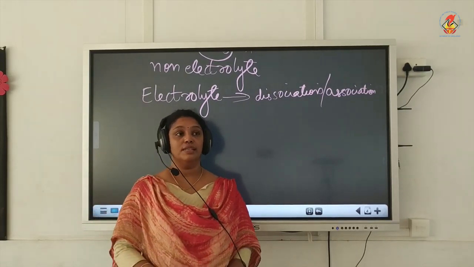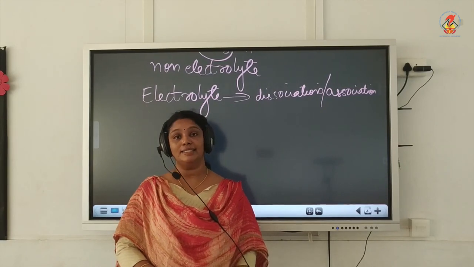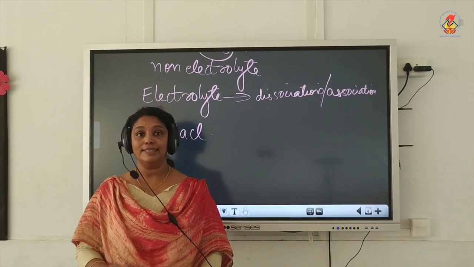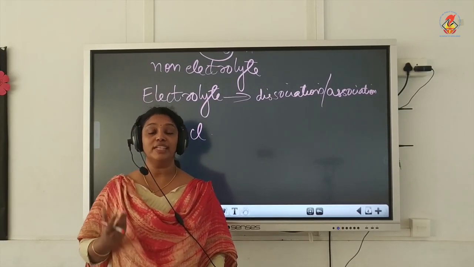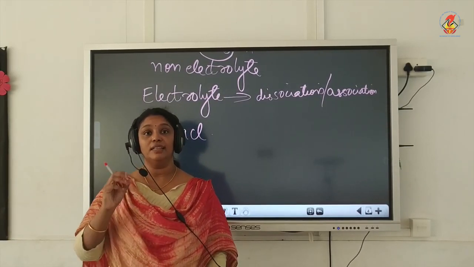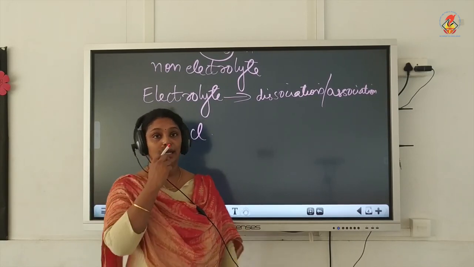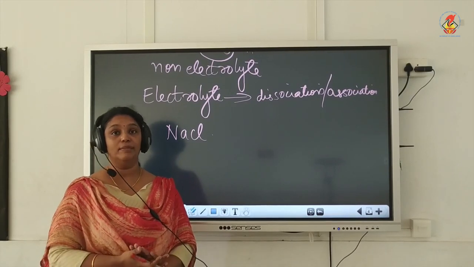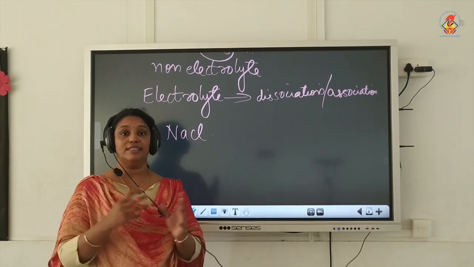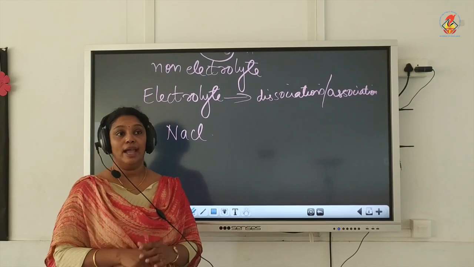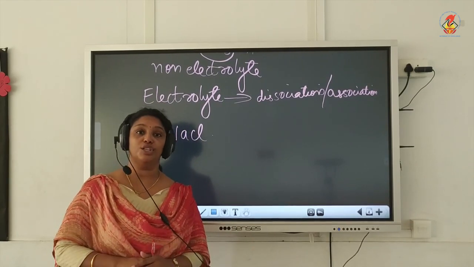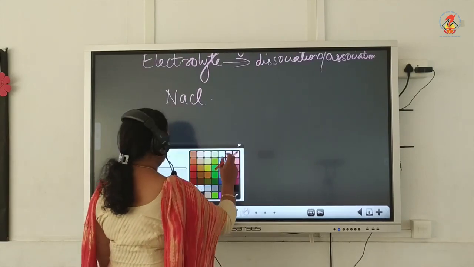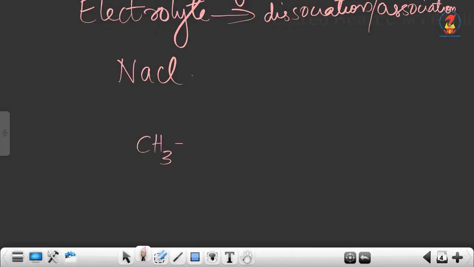Now, suppose I am adding acetic acid to benzene. This is the example for association. Our solvent is benzene and we are adding the solute acetic acid. Acetic acid will dimerize in benzene. Dimerize means it will exist as two molecules together, and the dimer formation is through hydrogen bonding in acetic acid. I'll show that dimer formation of acetic acid.